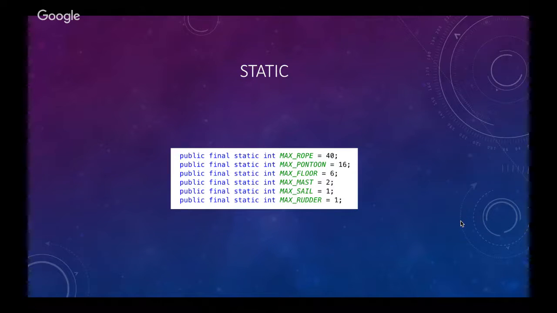Here's an example from the code of some static objects for the raft, things that we don't want to change, so we make them static, so they're constant. Not only the objects, but the quantities for the various objects that are there.